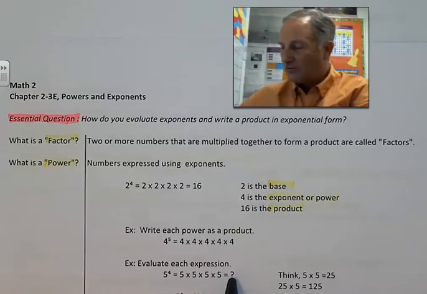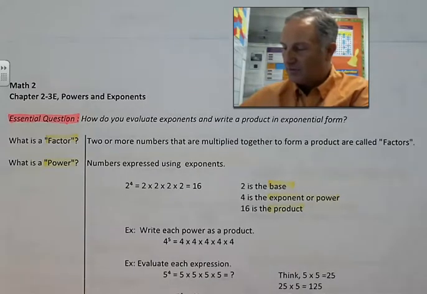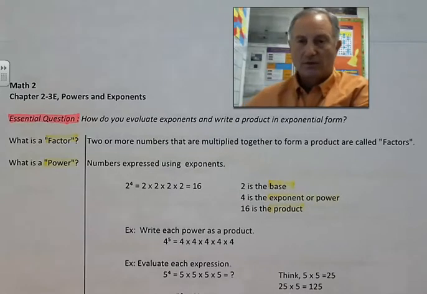Okay. So to just write it as a product, like 5 to the 4th power, 1, 2, 3, 4, there's 4 5's there multiplied together. To evaluate it, you would then find the answer. 5 times 5 is 25. Then take that 25 times the next 5, you get 125. And then take that and multiply it by the last 5, and you get 625. So 5 to the 4th power is 625.